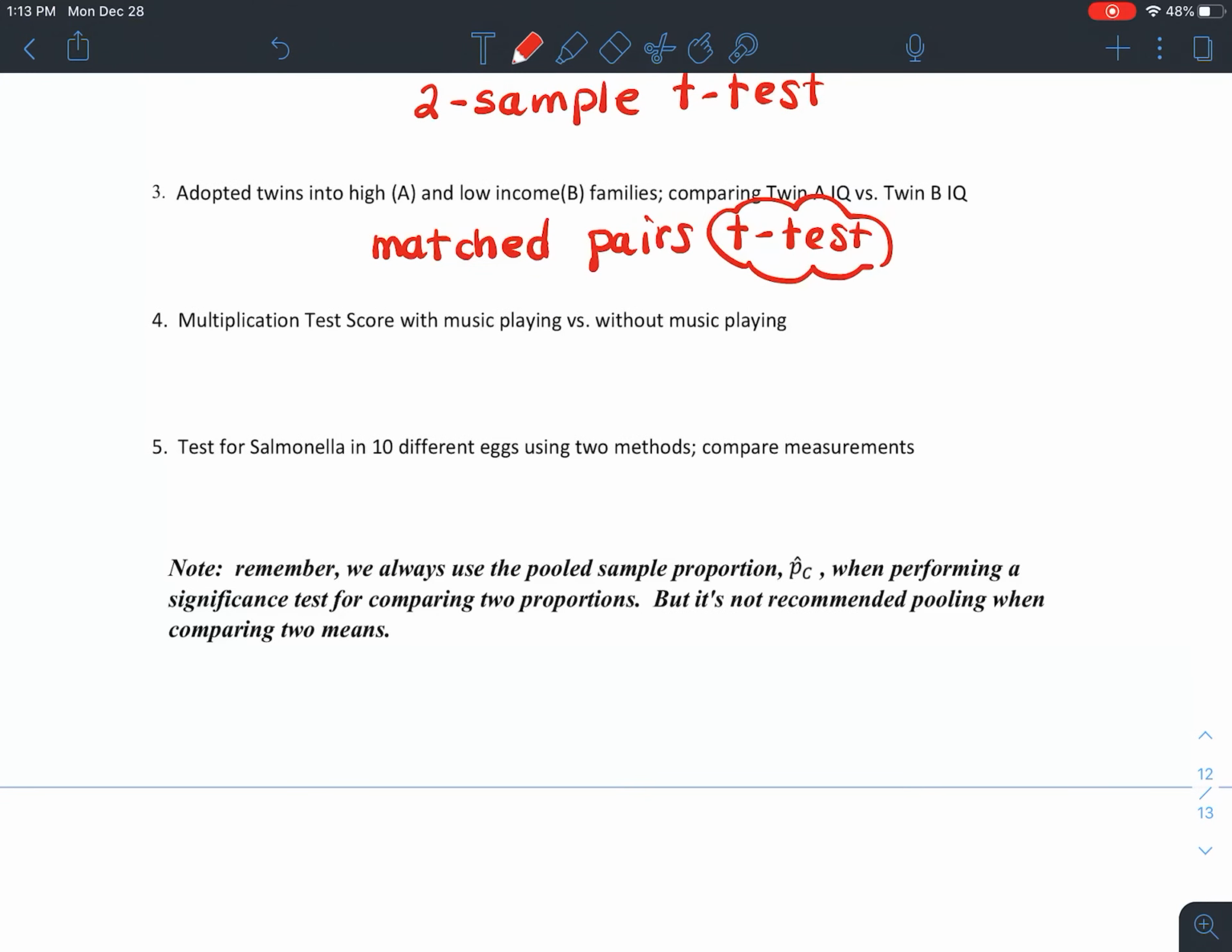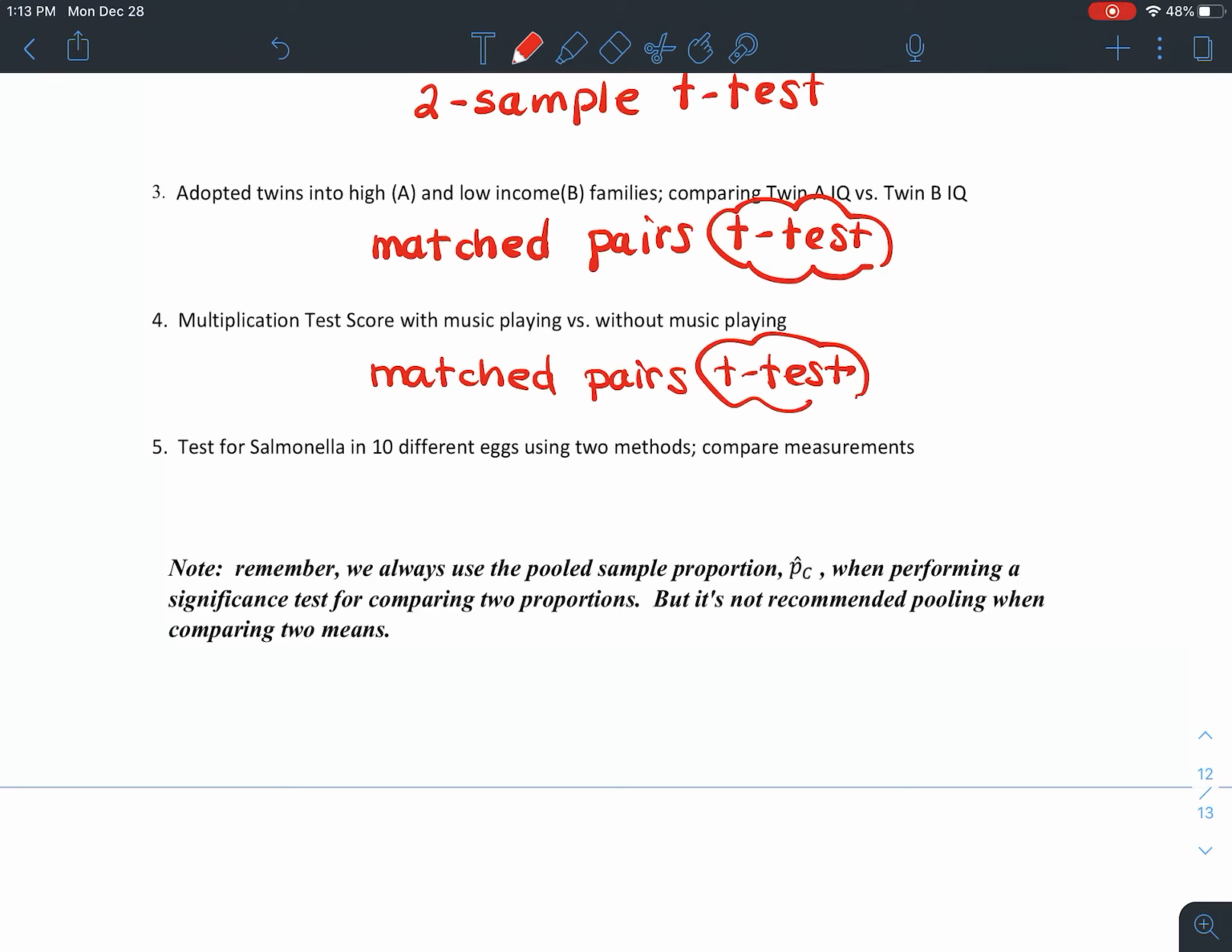Okay. Number 4, you take a multiplication test and then you compare what your score was when you were taking the test with music playing in the background versus taking a multiplication test a second time and comparing that score without music playing in the background. If you do each of those two treatments, you are pairing yourself against yourself. That is called a matched pairs t-test.